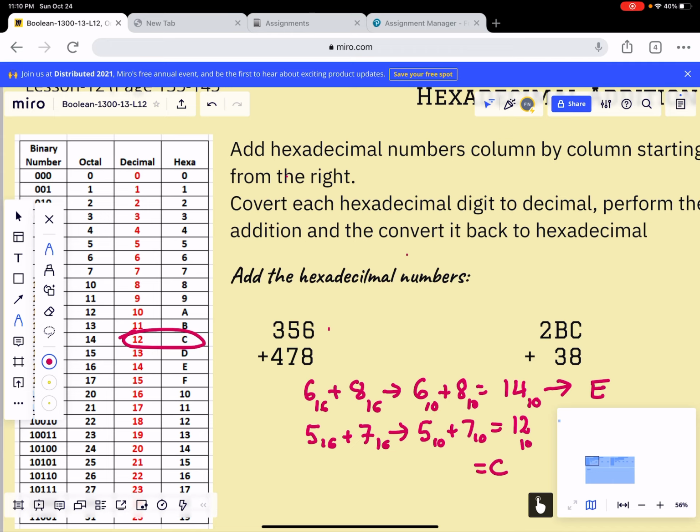And the third column is the same thing, 3 plus 4 equals 7. So the answer is, put our letter E here, letter C, and 7CA for the answer.